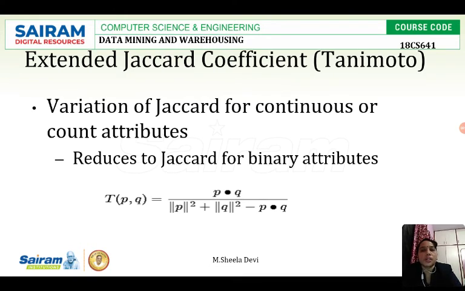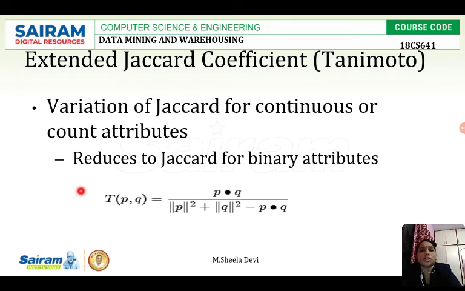Next we have the extended Jaccard coefficient. In the previous video we have seen what the Jaccard coefficient and SMC are. This is the extended version of the Jaccard coefficient. It can also be called the Tanimoto coefficient. It reduces to Jaccard for binary attributes, so it can be used for continuous or count attributes.